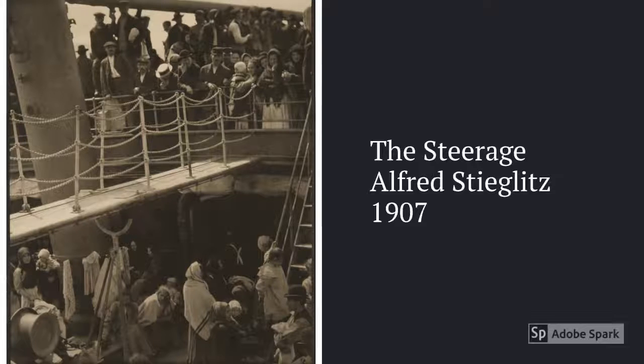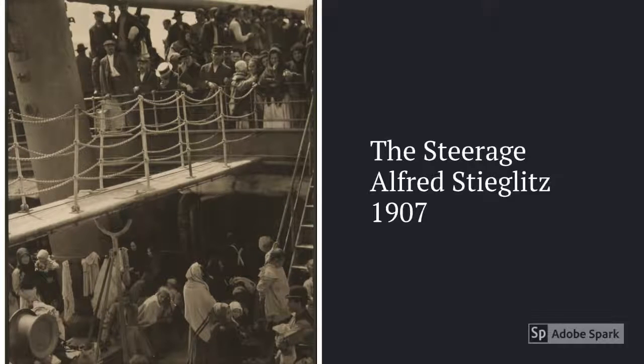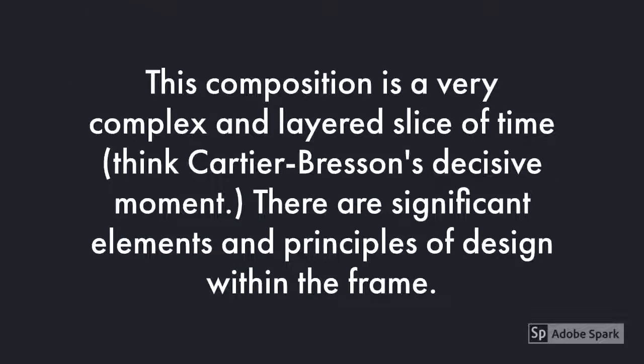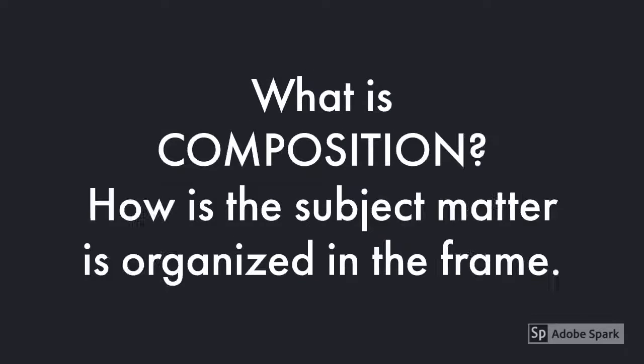We're going to be using this photograph to start talking about visual literacy. This composition is a very complex and layered slice of time. There are significant elements and principles of design within the frame. Think Henri Cartier-Bresson's decisive moment, the magical instant when the world fell away into apparent order and meaning.